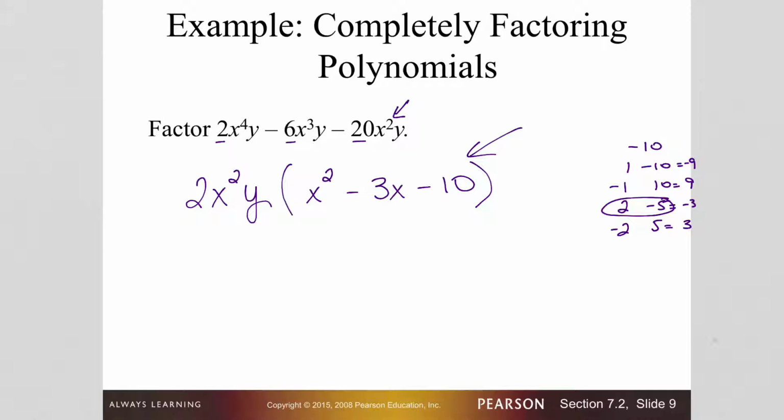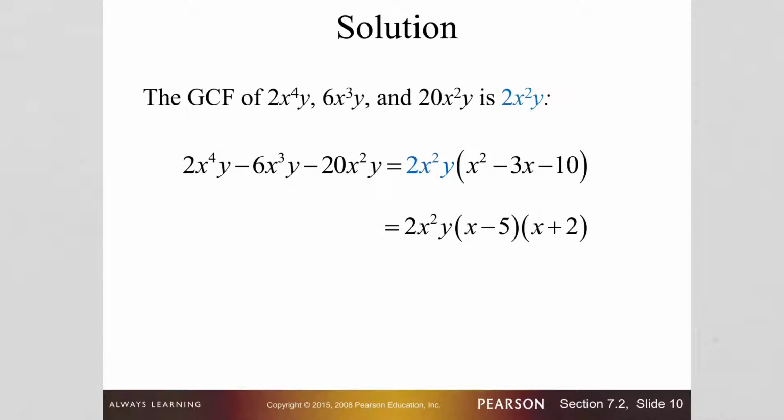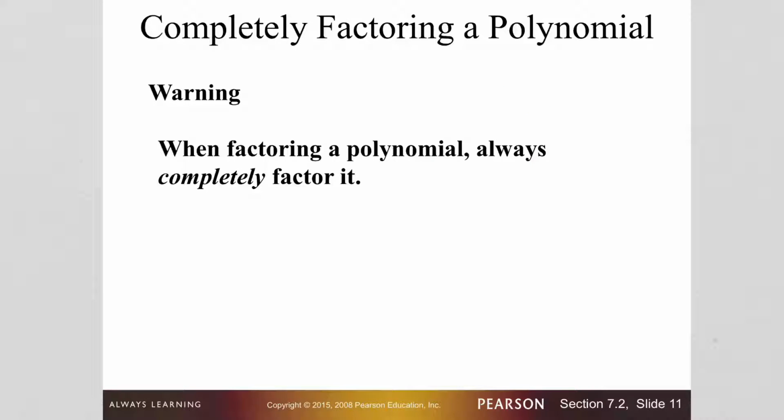So I can go ahead and factor what's inside this set of parentheses. This thing has to sit out front. And now this trinomial factors to be x plus 2, x minus 5. And now it is completely factored. Okay, so here's just a rule. It says, warning, when factoring a polynomial, always completely factor it.